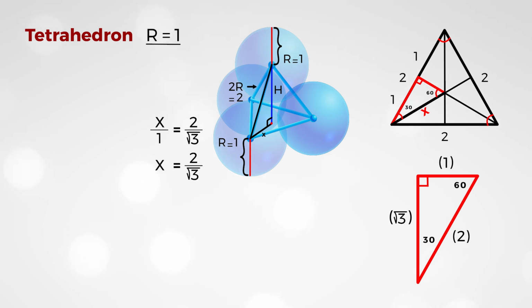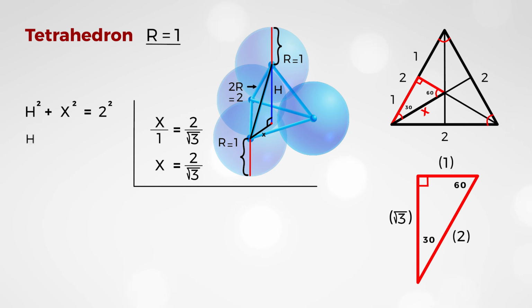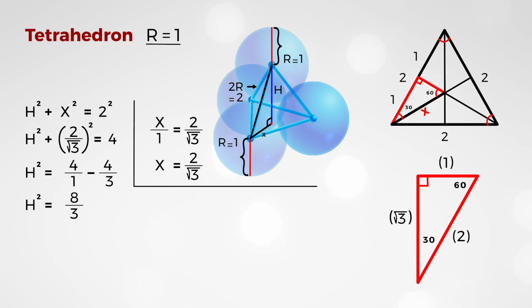So now all we have to do is go back to this triangle and use the Pythagorean theorem to figure out the value of h. So we have h squared plus x squared is equal to 2 squared. H squared plus (2 over root 3) squared is equal to 4. And therefore h squared is equal to 4 minus 4 over 3. 12 minus 4 is 8, so 8 over 3. And therefore h is equal to the square root of 8 over 3.